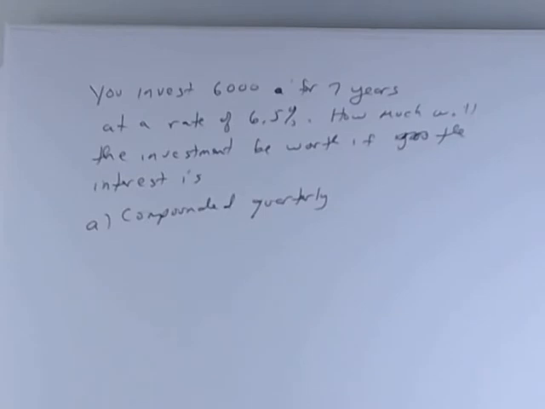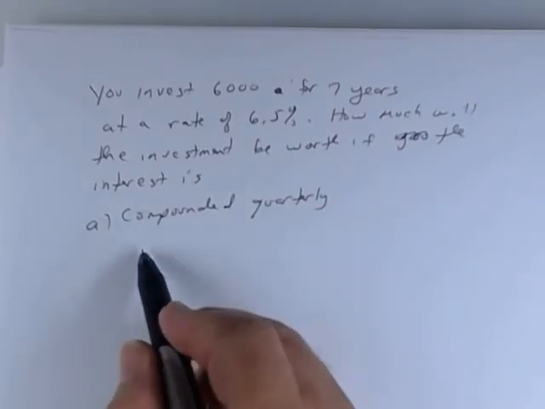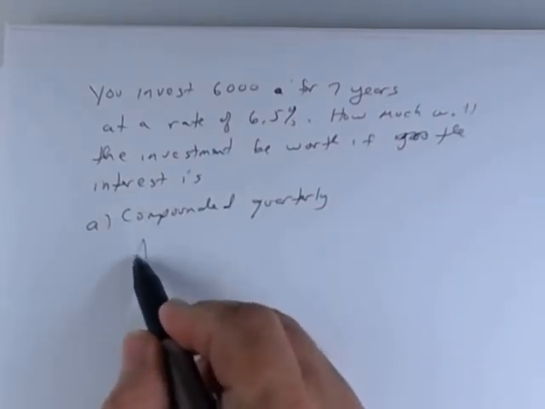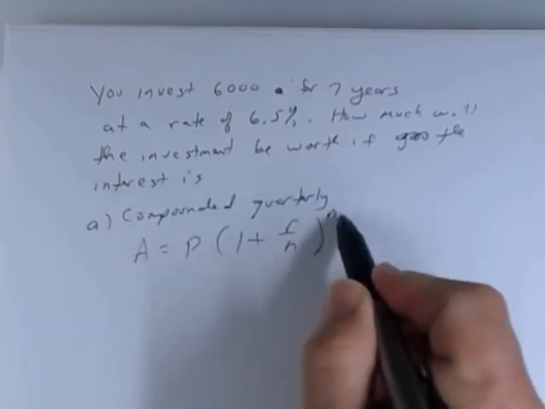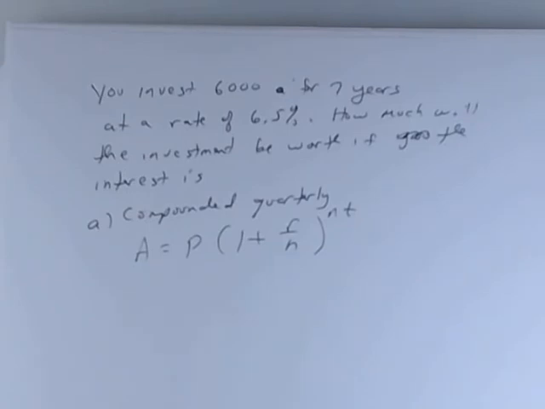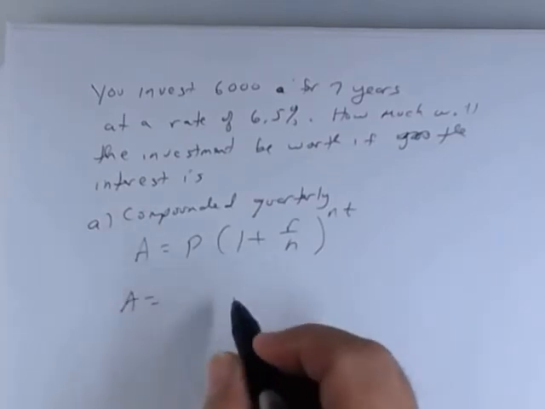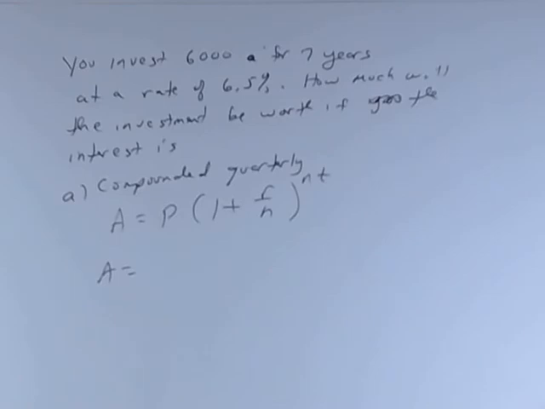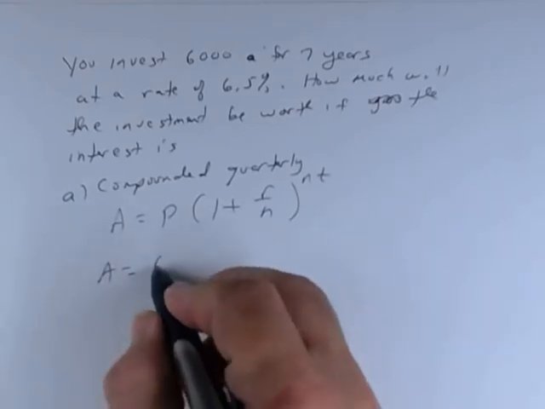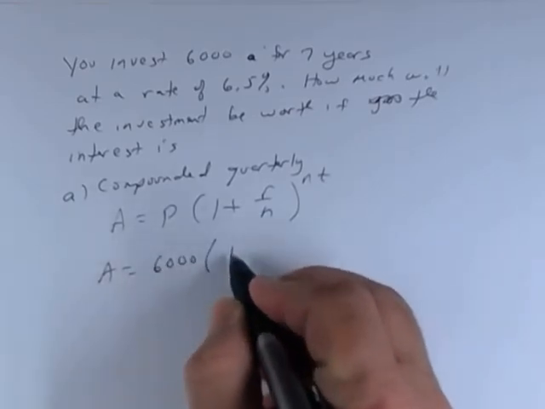All right. So, what formula are you going to use? The first one. So you're going to write it down. It's A equals P times 1 plus R over N raised to NT. Okay. So, what letter am I looking for? A. So A equals P. P is your initial amount. What was the initial amount? 6,000. So you say 6,000 times 1 plus R.